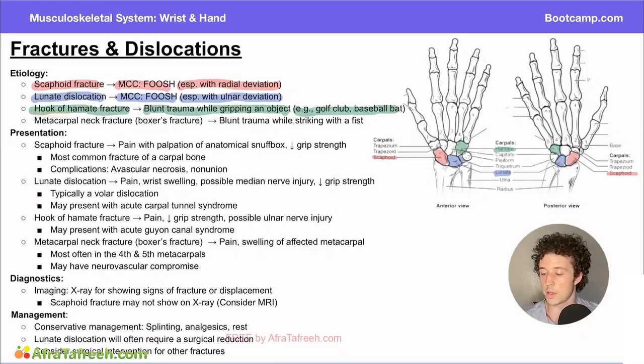And while you are gripping an object, if you can imagine, maybe here's my baseball bat that I am holding on to, that hook of hamate is going to be at risk of fracture because it's going to be pressed up against the object you're gripping.